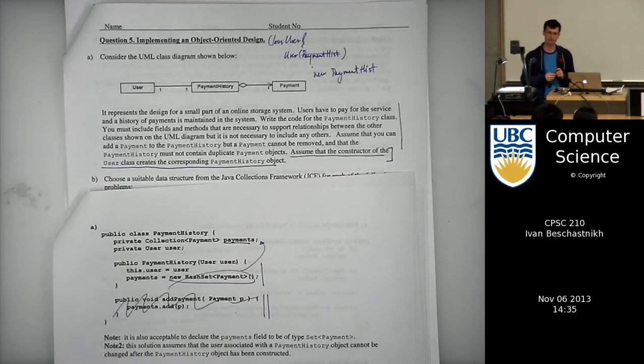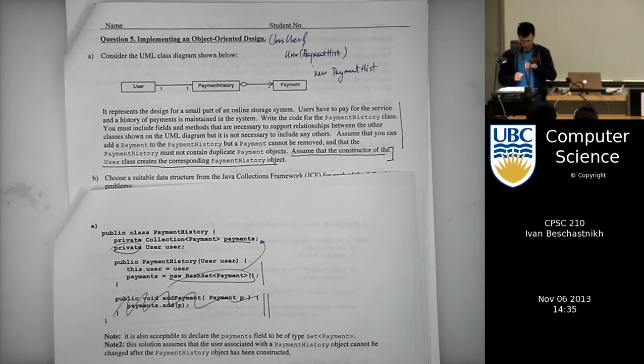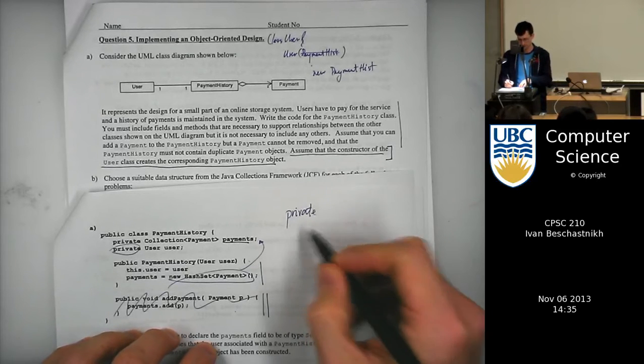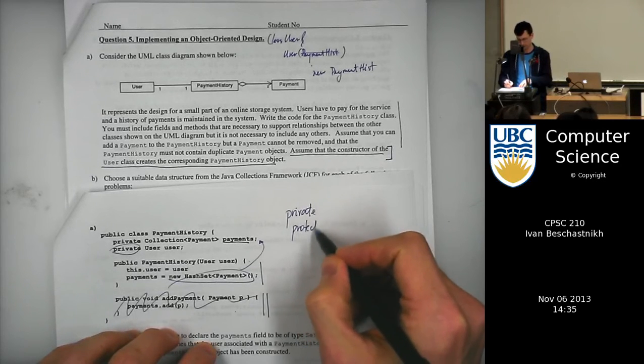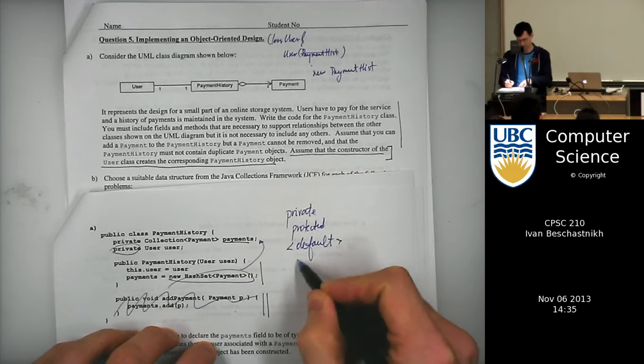We do not write private in some of the individual parts. Can you omit the private? Yeah, you can. It's bad design to make it non-private, but as far as the question goes, I think you can make it non-private. If you didn't write anything, does it mean it's public? No, there's different visibility. There's private, there's protected, there's default, and there's public.